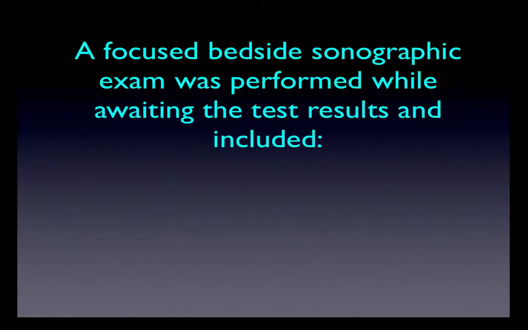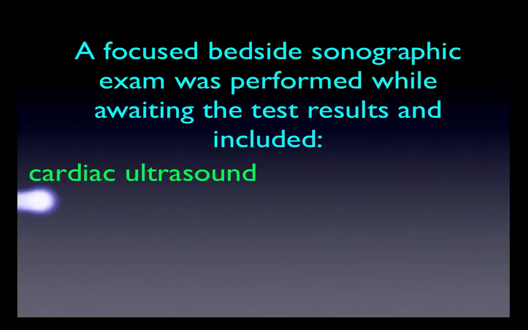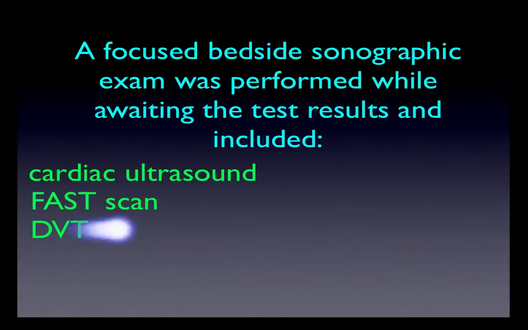A focused bedside ultrasound exam was performed while awaiting the tests, and it included the following: a cardiac ultrasound to assess whether or not he had dysfunctional segments, as you would see with an acute coronary syndrome, a FAST scan of the abdomen, which is done very rapidly and would look for intra-abdominal bleeding, and a scan of both of his legs to see if he had a deep vein thrombosis, which can be seen in 50% of people with pulmonary emboli.